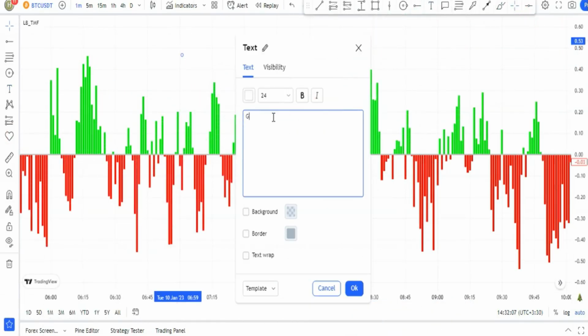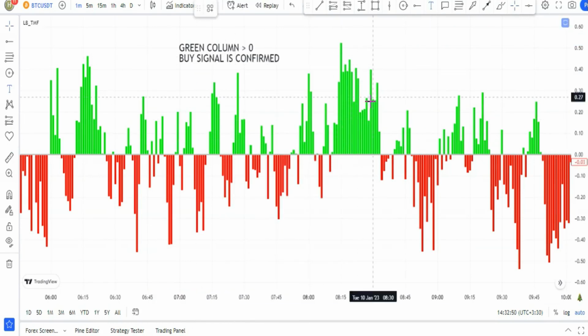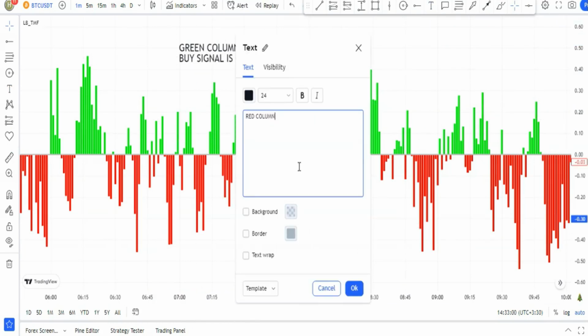Whenever the bars are green and above the 0 level, our buy signals are confirmed. And whenever the bars are red and below the 0 level, our sell signals are confirmed.